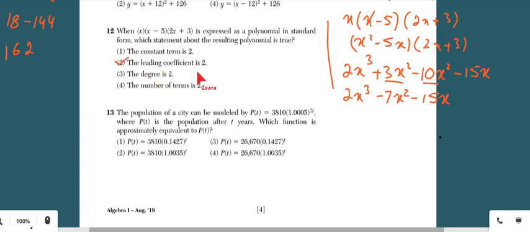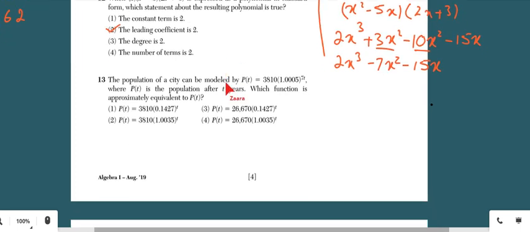The leading coefficient is 2, so this is true. The degree is 3. Degree means the highest power of a term. The number of terms is 3, so this is also false. Okay, false, true.